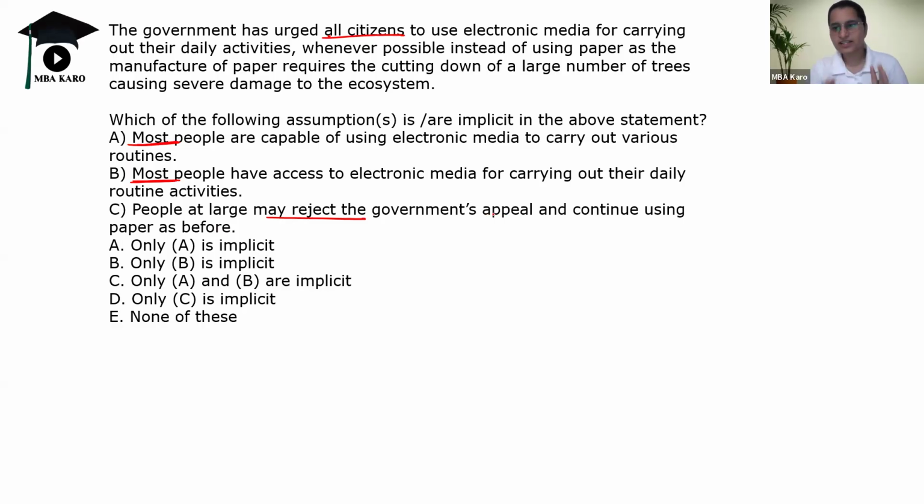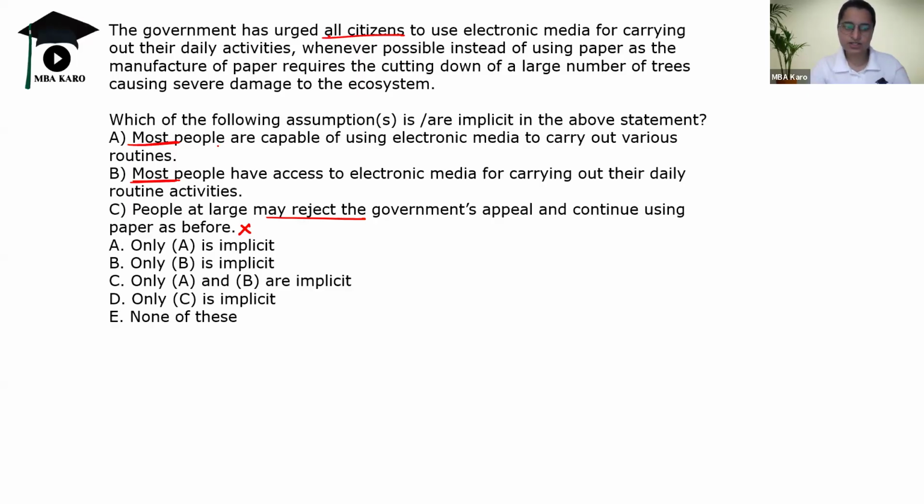So, see, third one is outrightly rejected simply because this does not support our statement. Moreover, if government was assuming that people will reject the appeal, they would not appeal, right? So they are assuming that people are going to follow this. Now, let's talk about option A and B. See the words: most people. They are not saying all people are capable. They are saying most people are capable of using electronic media.